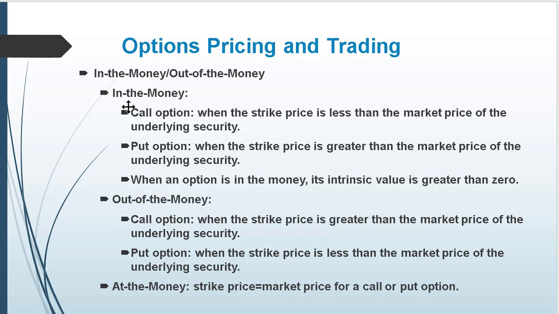So an in the money option is one that has value, right? The call option, the strike price is less than the market price. The put's the exact opposite. So when an option is in the money, its intrinsic value is obviously greater than 0. Out of the money means its intrinsic value is 0. So this means that we haven't gotten to a point where somebody would want to exercise the option. And of course, at the money means the strike price equals the market price.